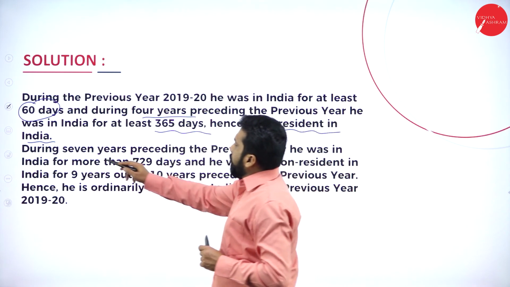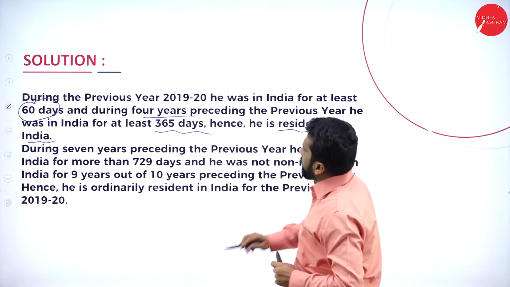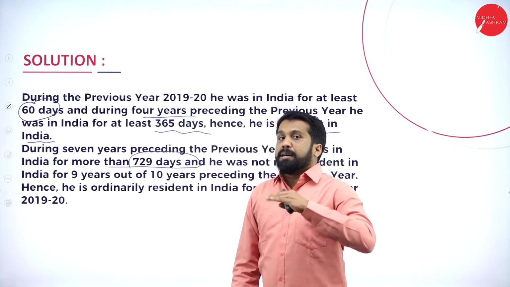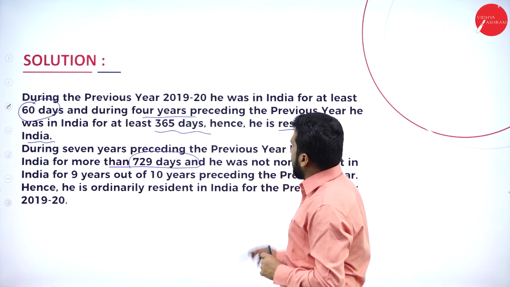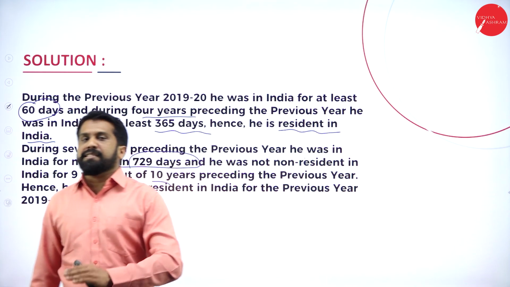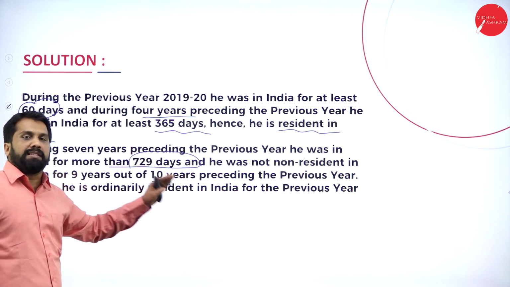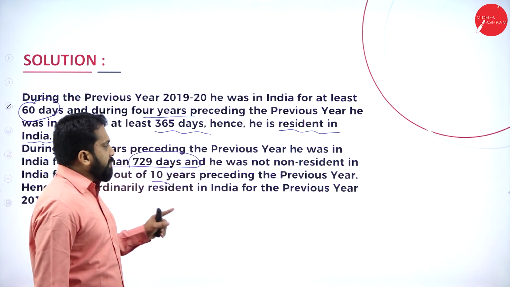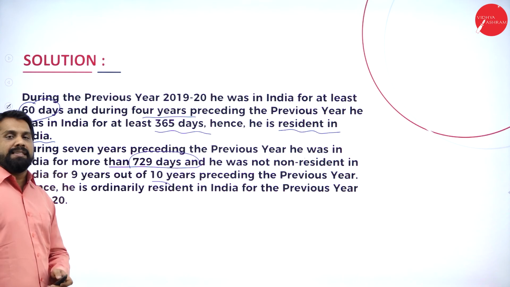Now, during the 7 years preceding the previous year, he was in India for more than 729 days. Preceding that, he was in India only. Only once he left to USA. So out of 10, 9 years he was in India. Everything is simple. So if the basic condition is fulfilled, 90% they will fulfill the additional conditions also. So as per this, he is resident as well as ordinarily resident.